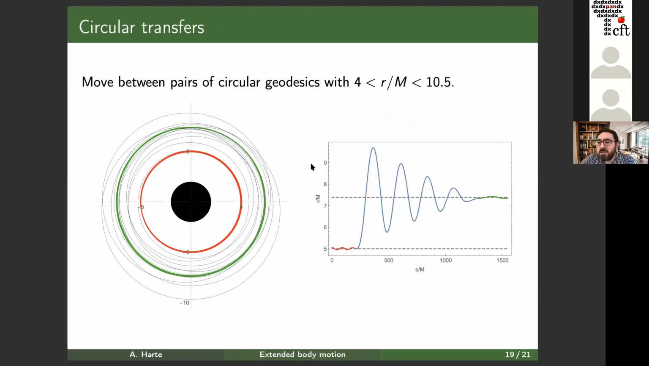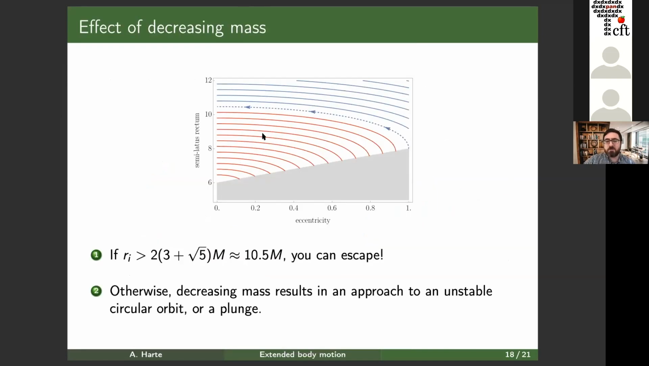Okay, so here's a complete example that's a bit fun, I think. What I'm illustrating here is you're using extended body effects to move from one circular orbit to another, and this is only possible in the strong field regime where you're on one of these red curves. So you can go from a stable circular orbit on the vertical axis to an unstable circular orbit on the separatrix, or vice versa. For a given body, there are only two possible circular orbits you can go between without introducing torques. If you introduce torques, you can do other things.